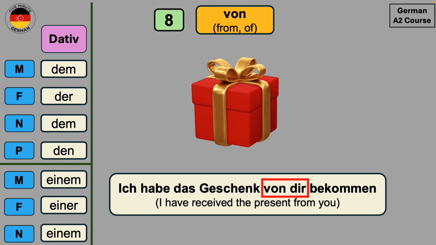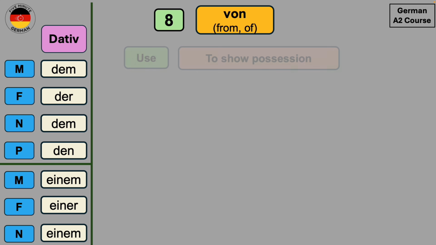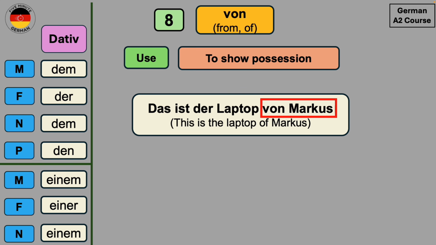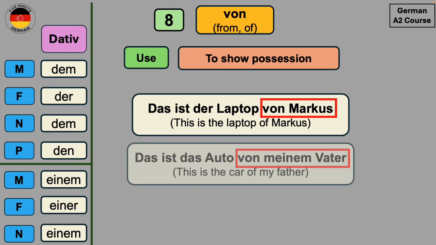Now there is another use of von, and that is to show possession. So for example, I can say, das ist der Laptop von Markus. This is the laptop of Marcus. So you see how von shows possession in this sentence. Another example can be, das ist das Auto von meinem Vater. This is the car of my father. Or this is my father's car.